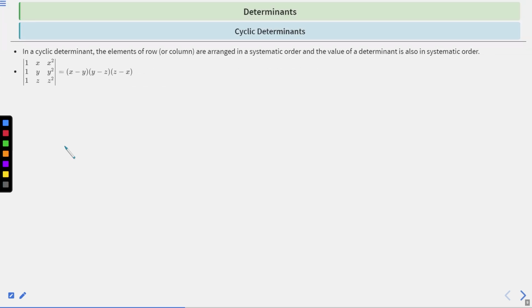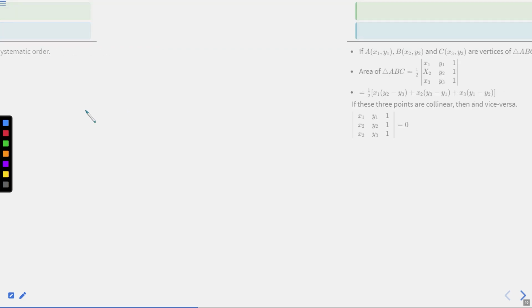Now, what is a cyclic determinant? In a cyclic determinant, the elements of rows or columns are arranged in a systematic order, and the value of the determinant is also in systematic order, right? An example of this is the determinant with rows 1 x x square, 1 y y square, 1 z z square, which can be written as x minus y, y minus z, and z minus x, right? So this is basically an example of a cyclic determinant.